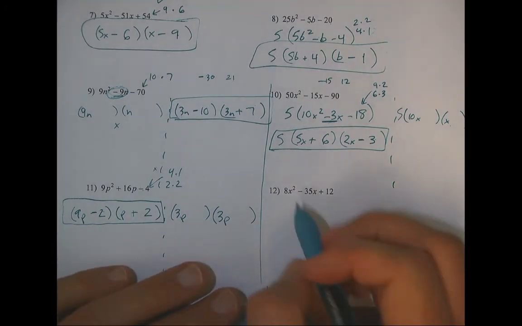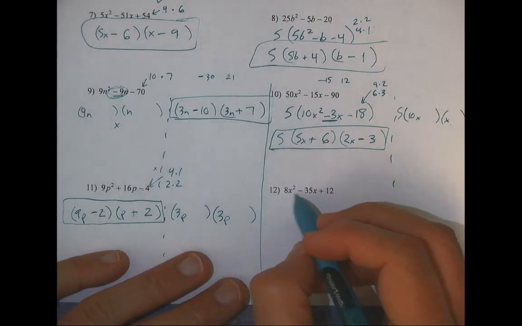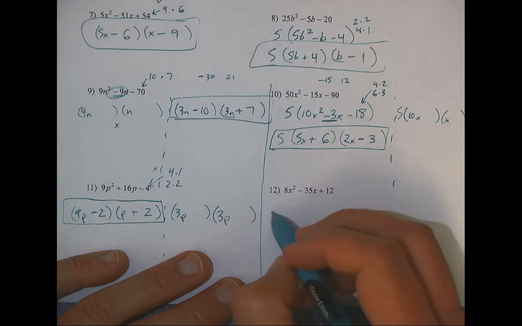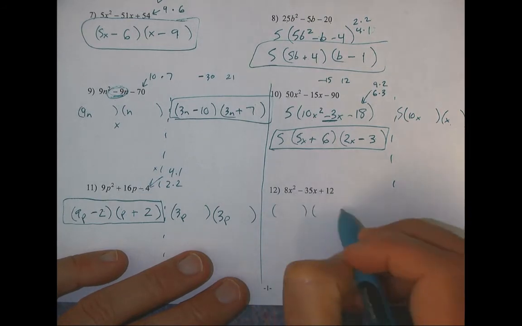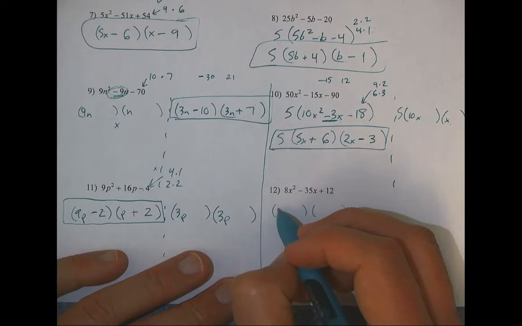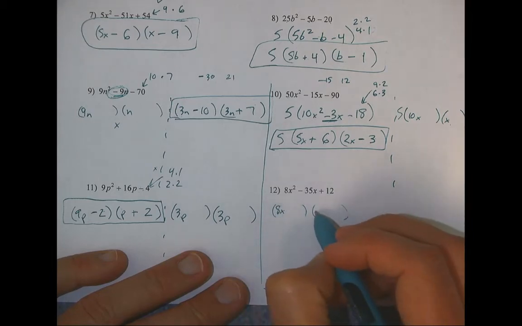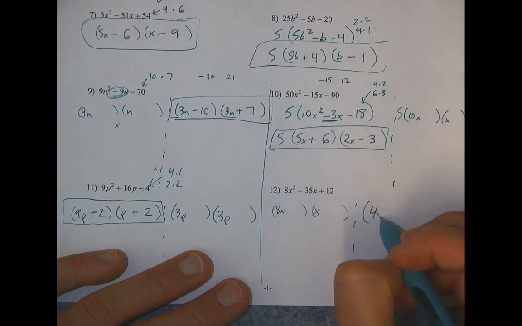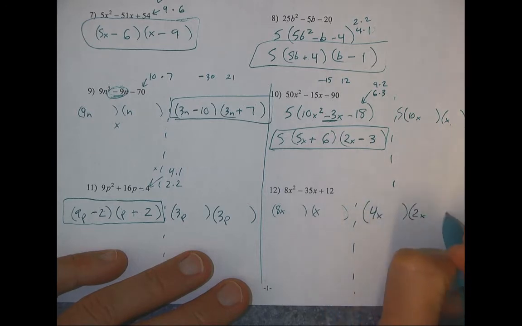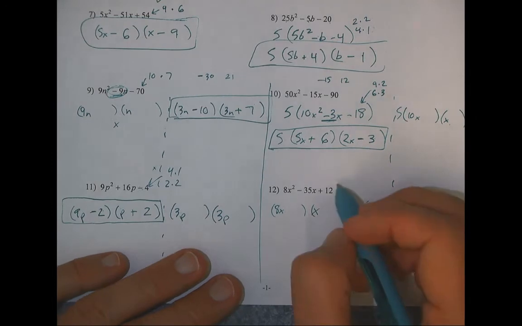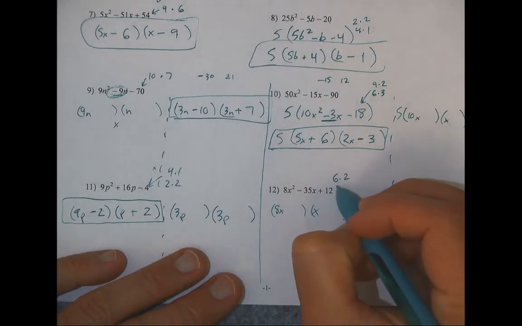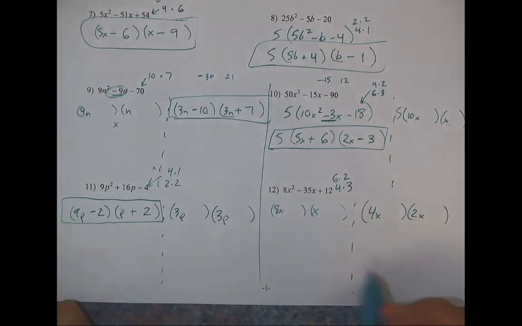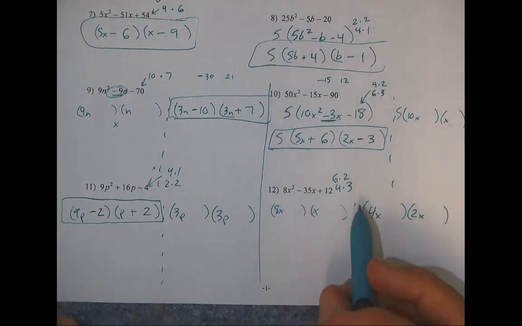All right, last one, number 12. Nothing to factor out of all three of these, so we are diving right in and breaking it up. 8, not great. It could be 8 times 1. It could be 4 times 2. And with 12, it could be 6 times 2. It could be 4 times 3. Or 12 times 1, but hopefully not.